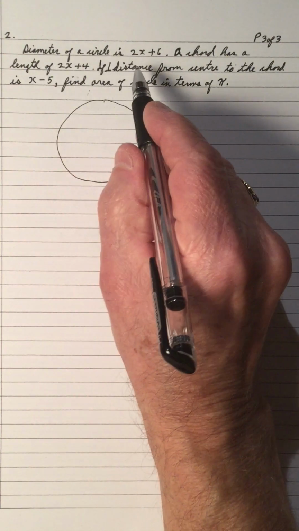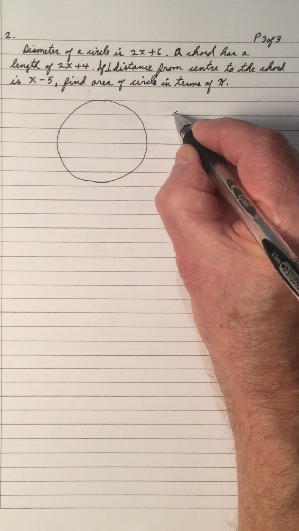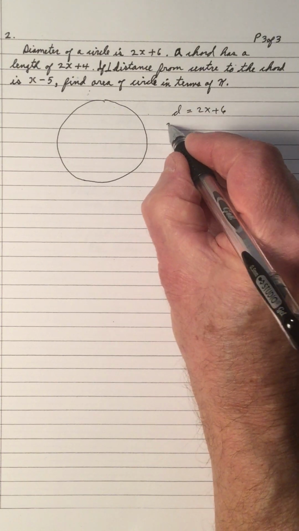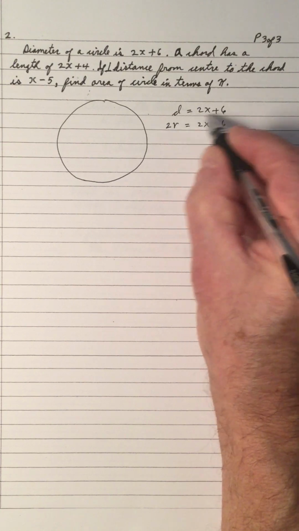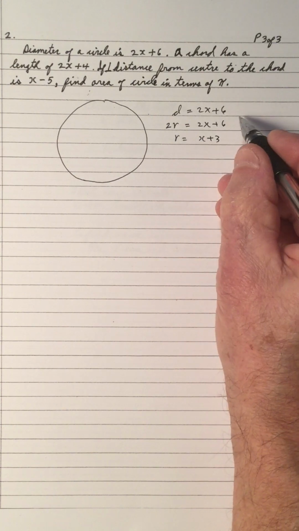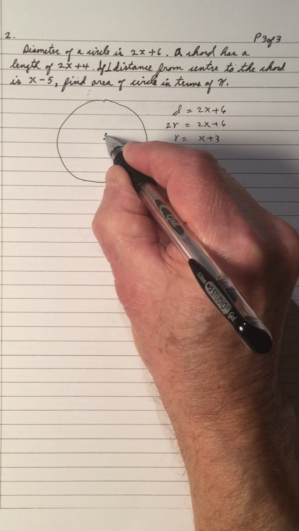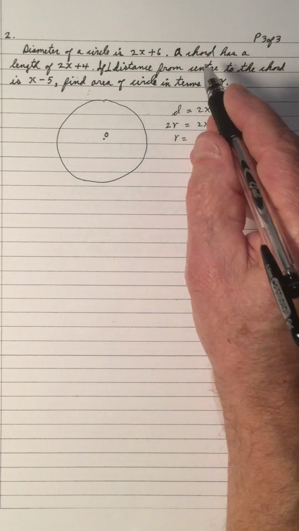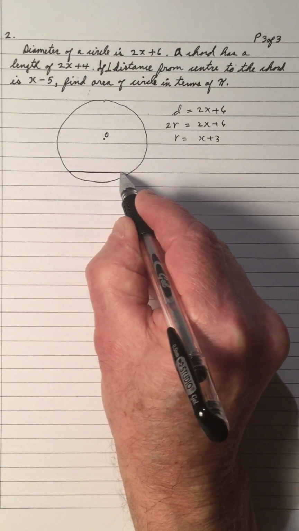So it has a diameter, which I call d, of 2x plus 6. So 2 times the radius is 2x plus 6, because the diameter is twice the radius. So r is x plus 3 when you divide by 2. r is a half of this. So if this is the center, and we'll call the center O, we can draw a radius. But let's look at the chord. So let's take the chord to be this distance right here.